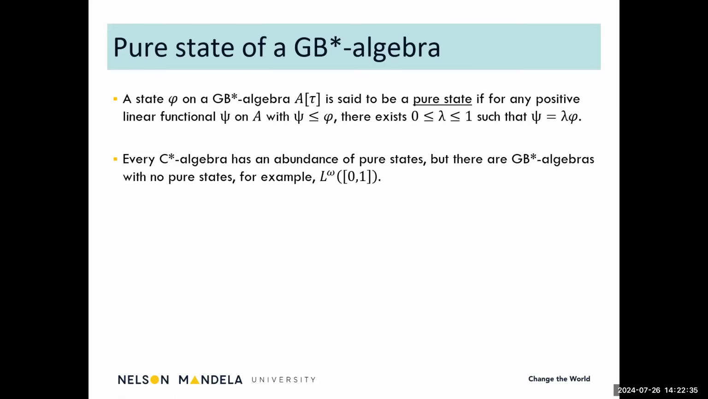Every C-star algebra has an abundance of pure states, but there are GB-star algebras which do not have pure states. That's the example I mentioned earlier, which is the intersection of all the L^p spaces. In fact, it has no characters, and therefore no pure states. So not everything about a C-star algebra necessarily carries over to a GB-star algebra.